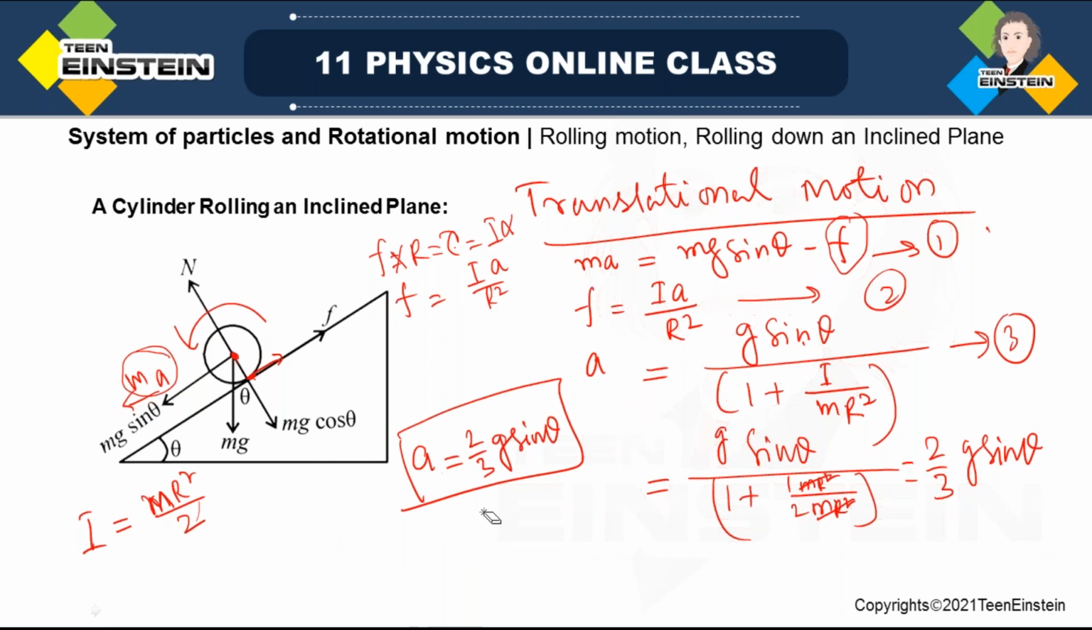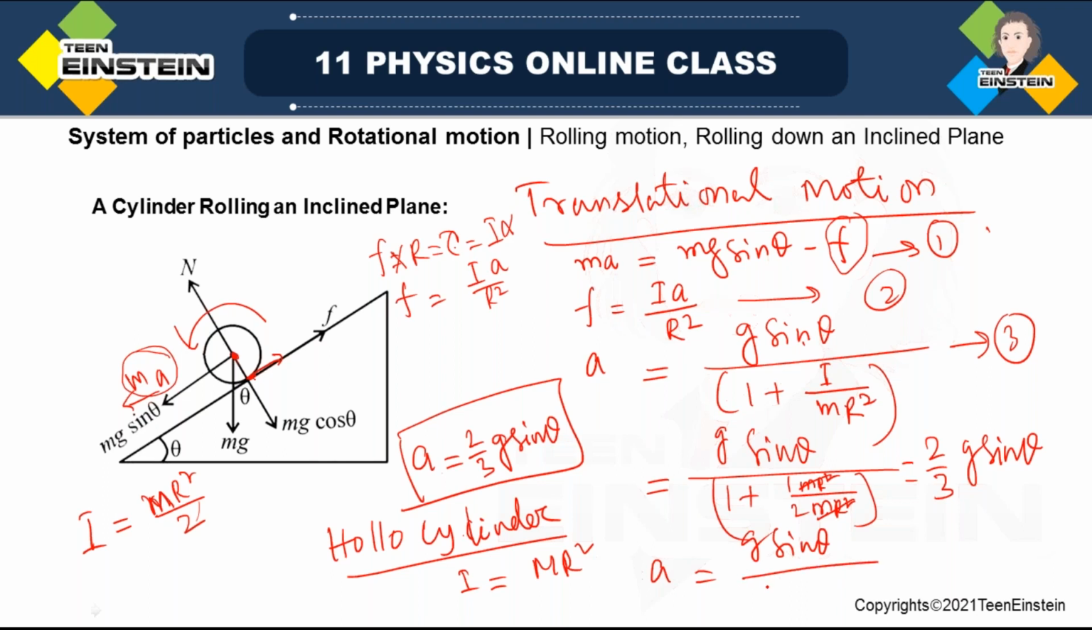This is an important outcome. If I would have taken a hollow cylinder, then what would have happened? For a hollow cylinder, the moment of inertia will be m r square alone. If we put it here, a will be g sine theta divided by 1 plus m r square over m r square. So this will become 1, and finally you get g by 2 sine theta. So it becomes less.